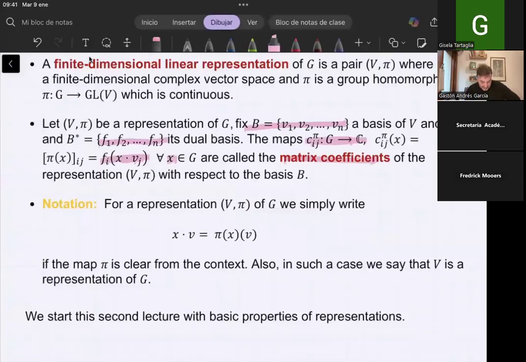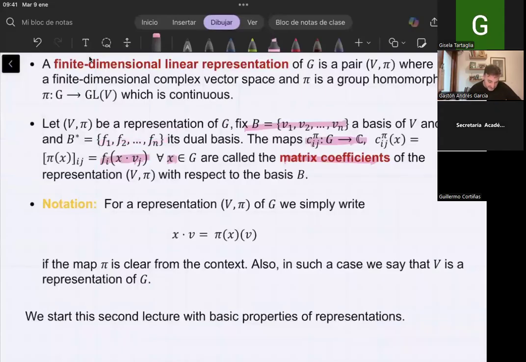Okay. So the idea is that for any element of the group, we get a matrix by fixing a basis. And to understand this matrix, the idea is to understand the whole set of matrices given by elements of the group. Then we have an idea of the structure of the group. So that's the idea behind.